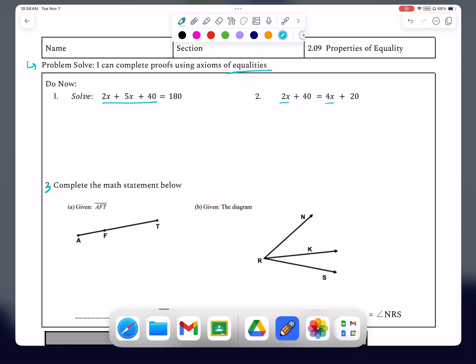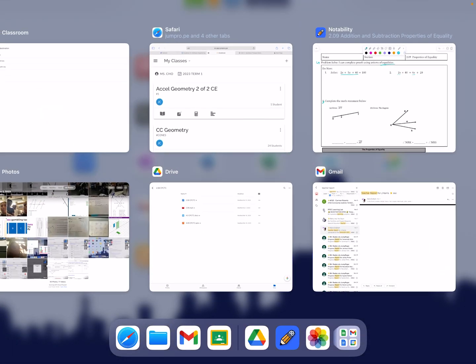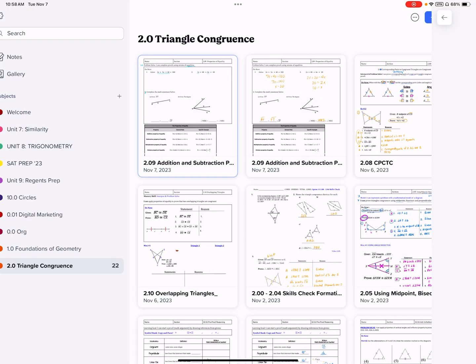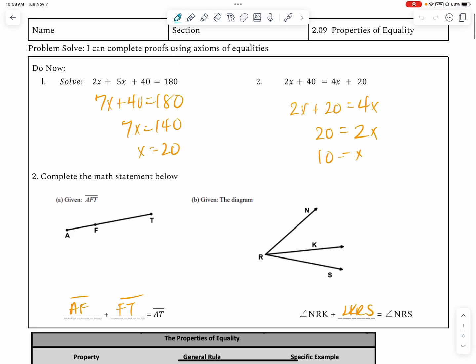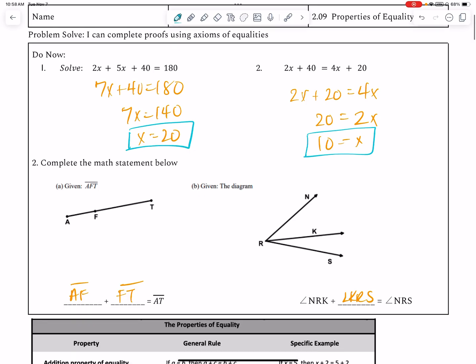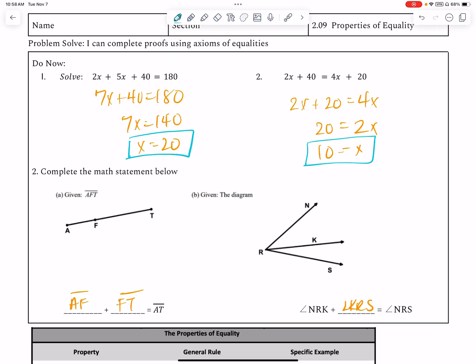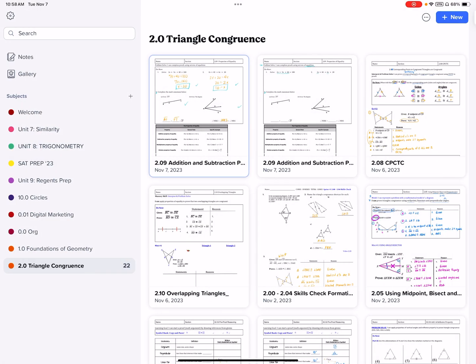All right, so you can check your answers right here. X is 20 for number 1, X is 10 for number 2. There's a little segment and angle addition postulates for the bottom part. So if you got all of these right, you can check it off and move on. If you need a little review, let's go ahead and review.